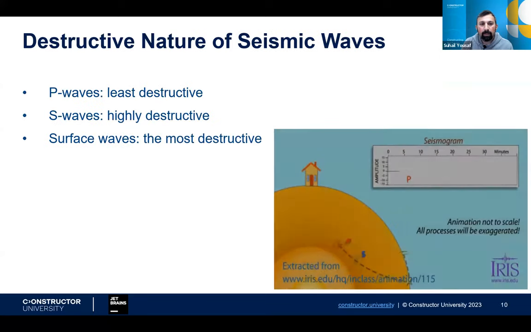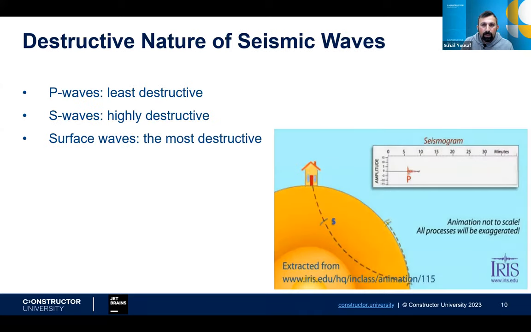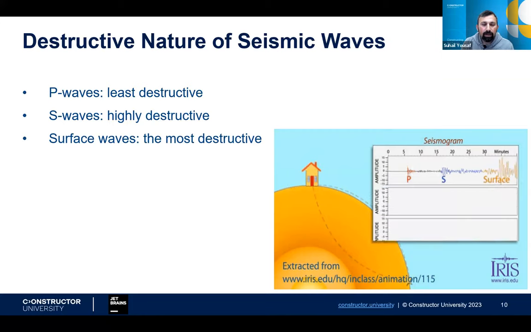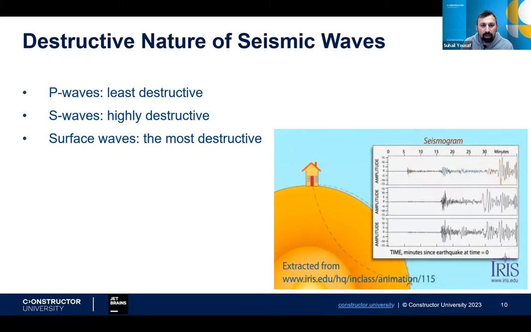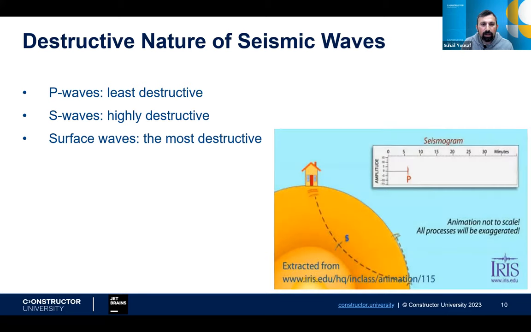Next, please. So each of these waves has a different level of severity, or a different contribution to the destruction. For example, the P waves are the least destructive, and they are released first. And then we have the S waves, which are relatively more destructive. And the most destructive are the surface waves.